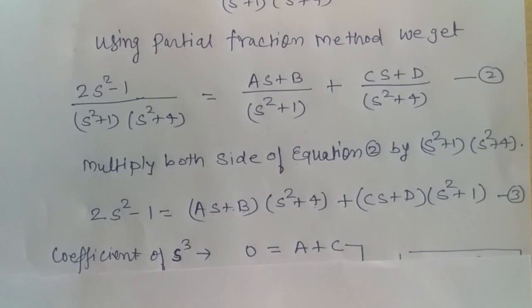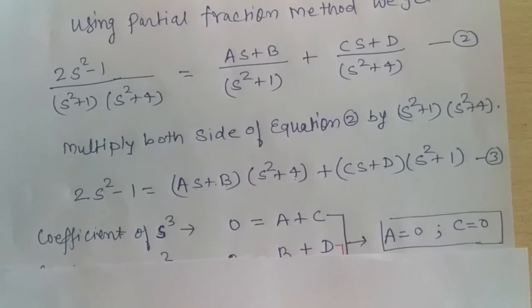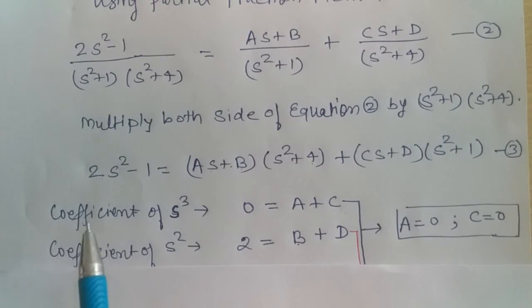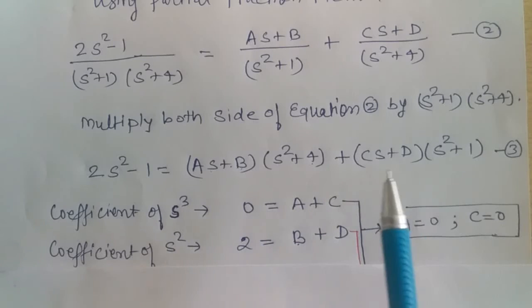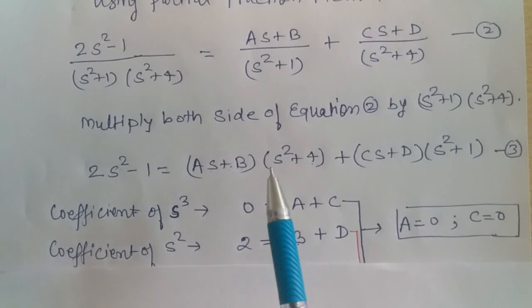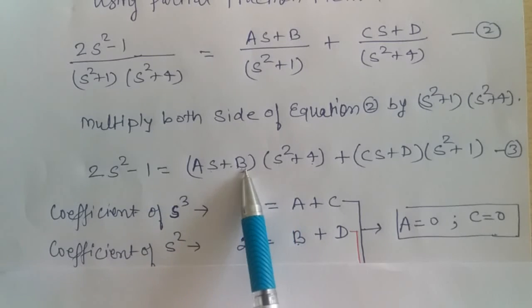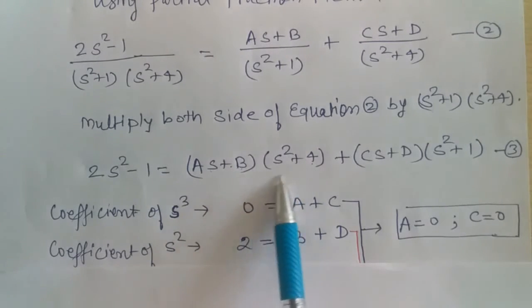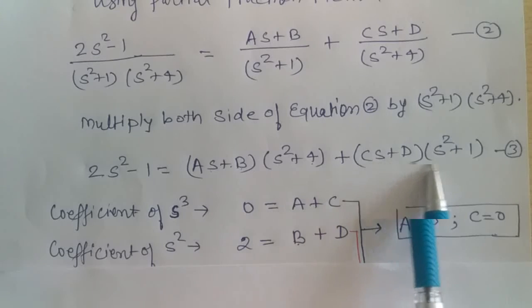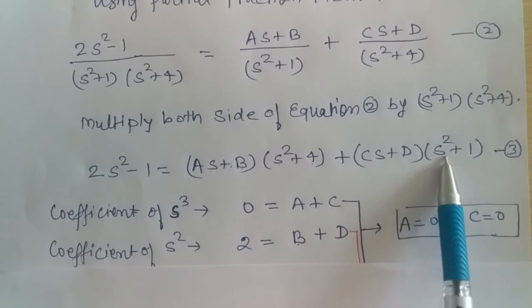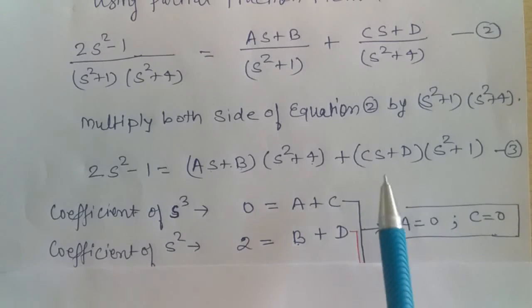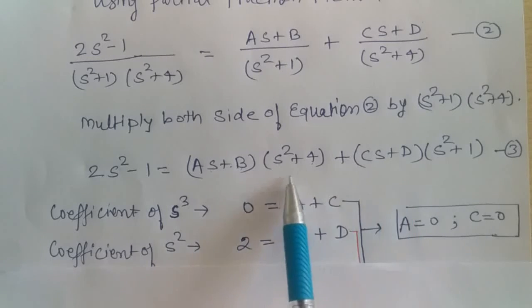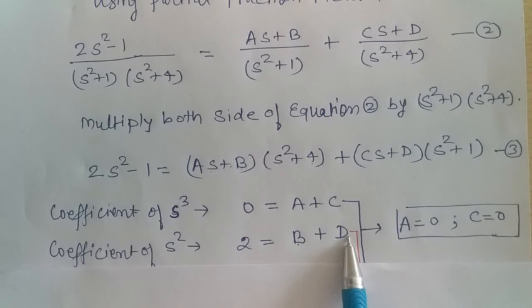Now we compare the coefficient of s square. In the left hand side the coefficient of s square is 2, which is equal to the coefficient of s square in the right hand side. In the right hand side, when we multiply these two terms, we get bs square, so the coefficient of s square is b, and from here we have ds square. So the coefficient of s square in the right hand side is b plus d.